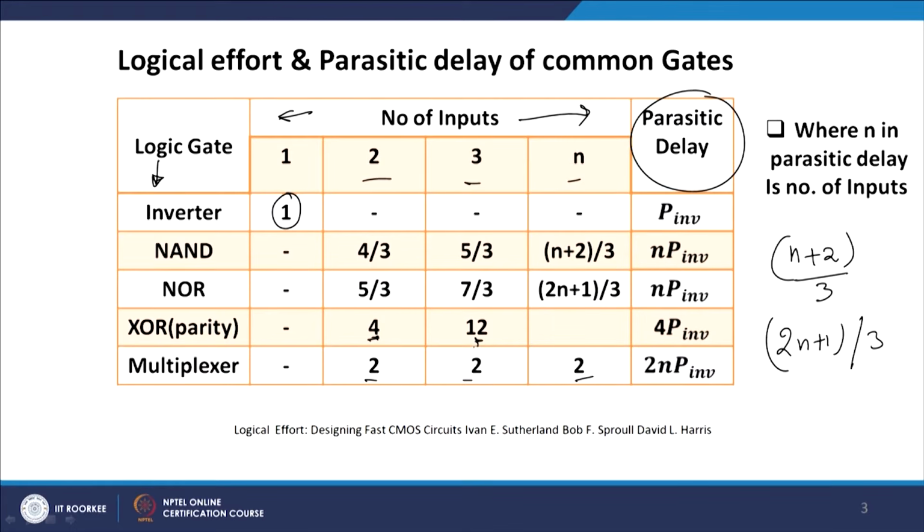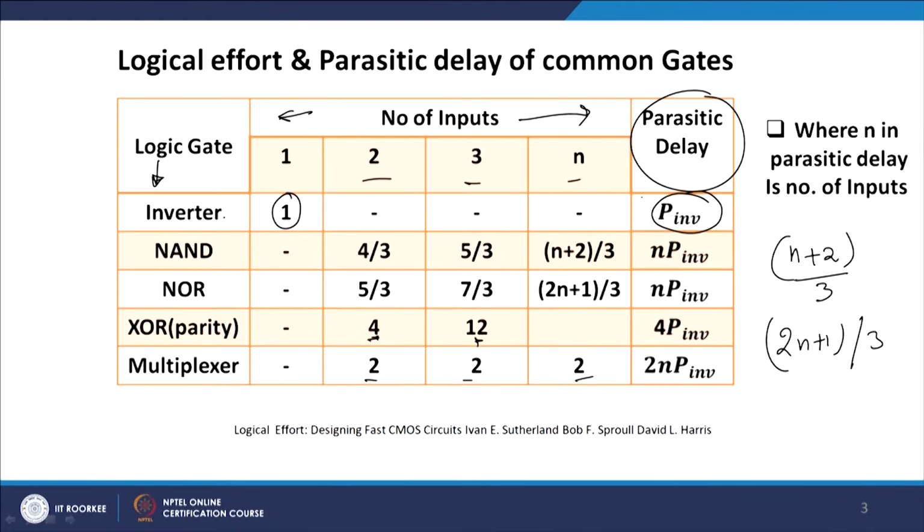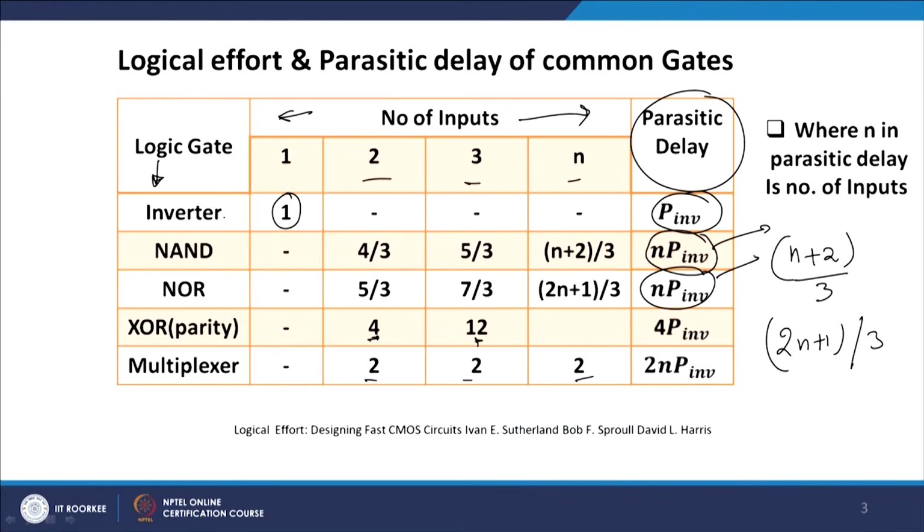What is parasitic delay, by the way? Parasitic delay, as I discussed with you, is primarily the delay which happens by virtue of the capacitances and other parasitics within the circuitry. So, let us suppose an inverter has a parasitic delay of P inverter, then an n input NAND gate will have n times the P inverter, because all those n gates are contributing on the output side, right. I suppose I am making it clear that for your n input NAND gate or n input NOR gate, the output will be loaded n times. So, your parasitic delays will therefore be n times P inverter and n times P inverter here, right.